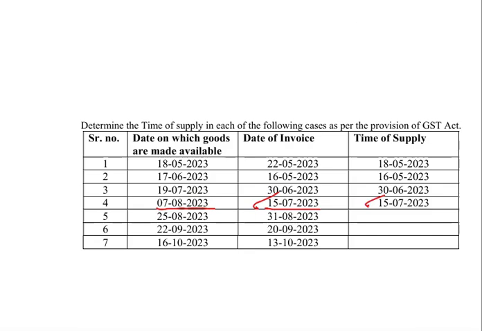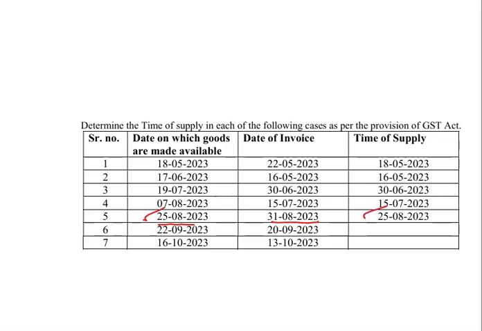And for the next transaction, 25th August 2023 is the date on which goods are made available and the date of invoice is 31st August. From both these dates, whichever is earliest, 25th August. Therefore, 25th August will be your time of supply.